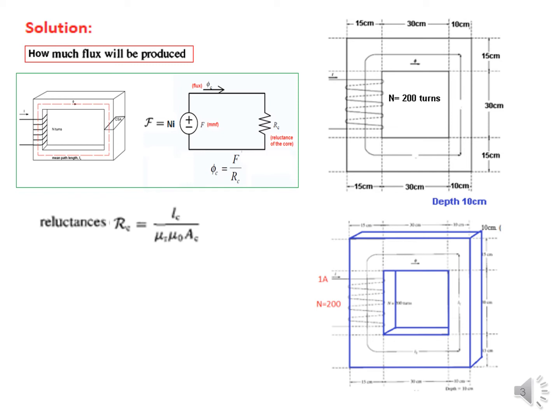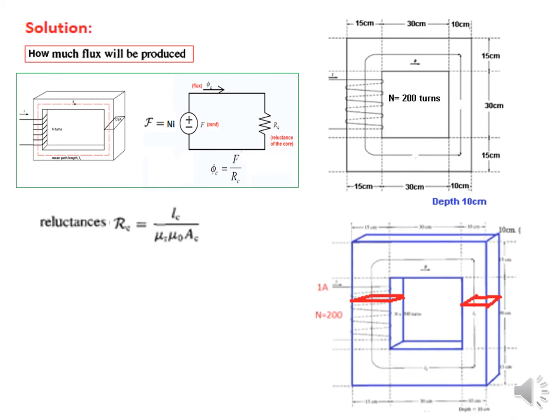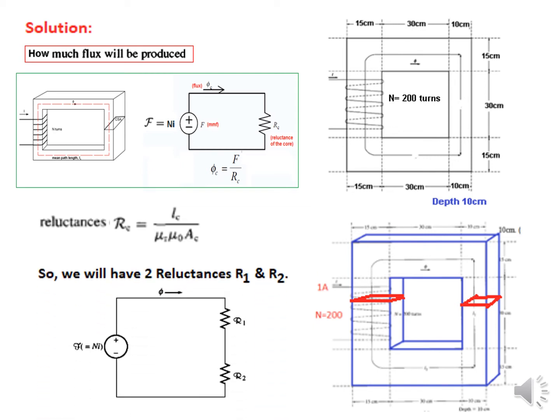So for every variation in the area of cross section, we have to have its own length, and then we can find its own reluctance. Now in our case there are two areas of cross section, this one and this. So we have to have two reluctances, and let's call them R1 and R2. So our equivalent circuit will now become something like this, with the two reluctances R1 and R2.